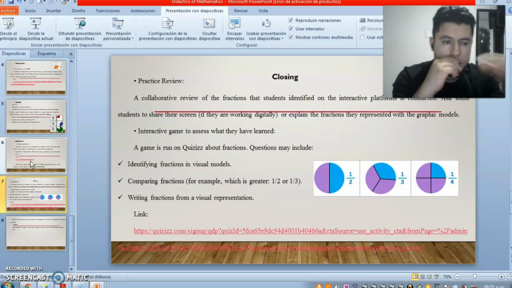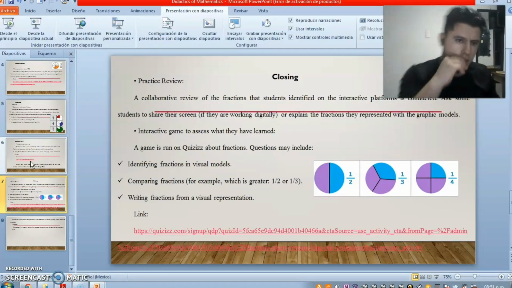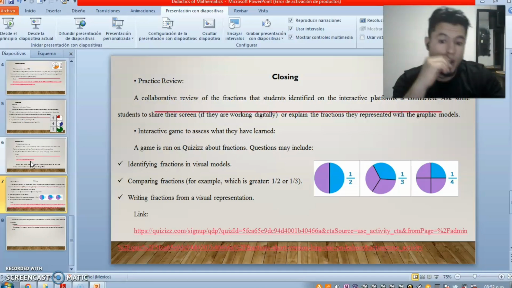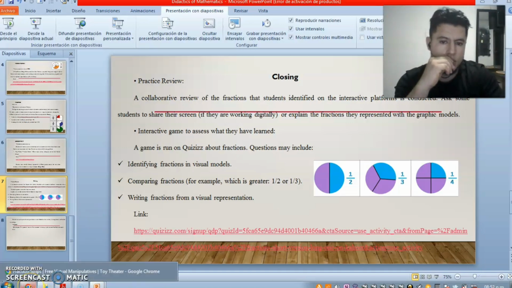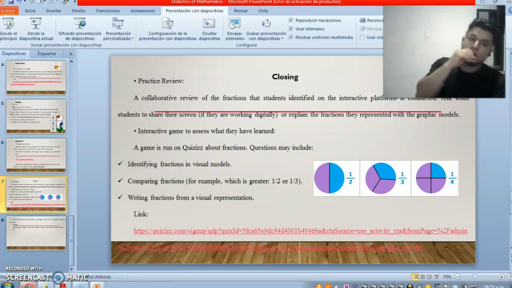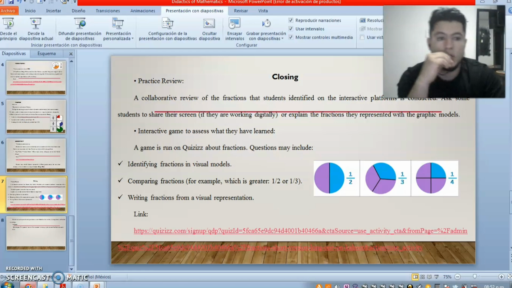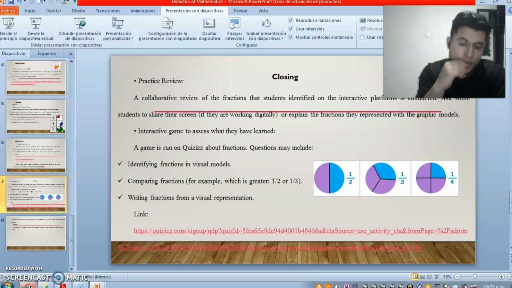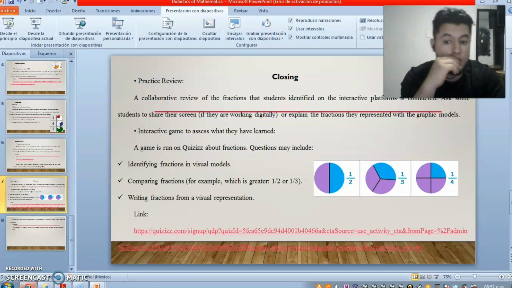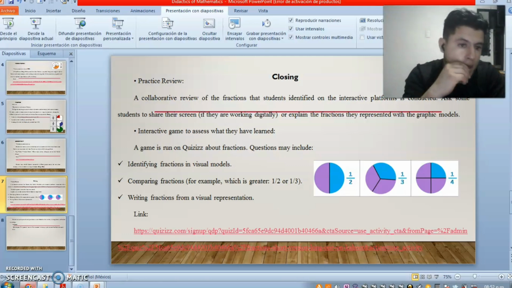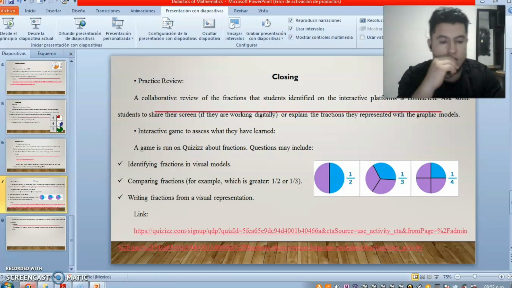Closing. At the end, we will do a collaborative review of what we have learned. Some of you will be able to share your screen or explain out loud the fraction you identified. To finish the lesson, we will play an interactive quiz game. In this game, we will answer questions like which is bigger, a half or a third? How would you write a fraction from a visual model? This game will help us review and see if we have all understood the concept of fraction well.